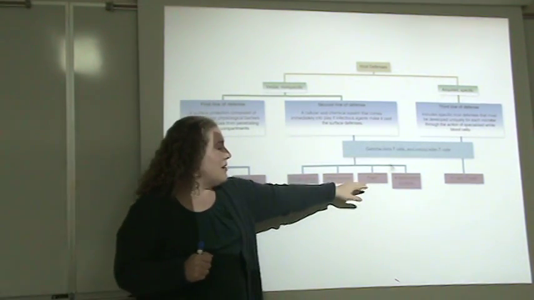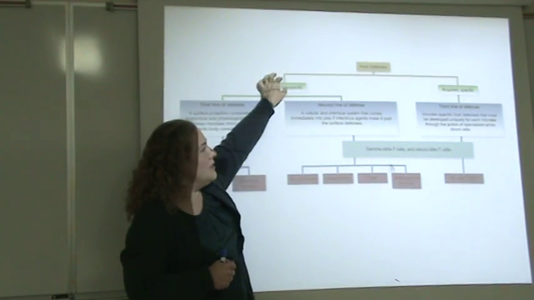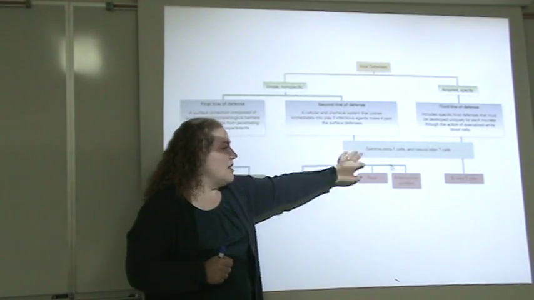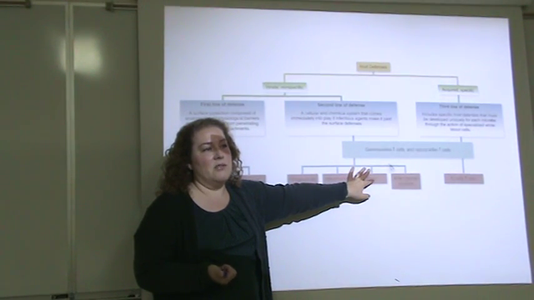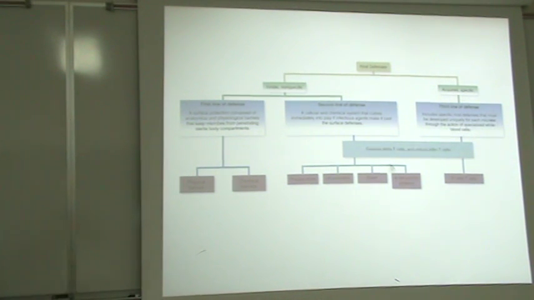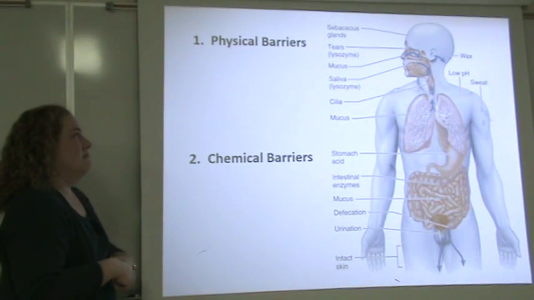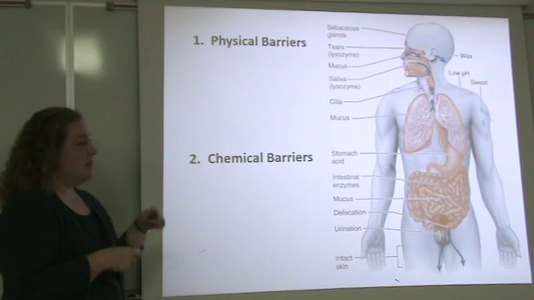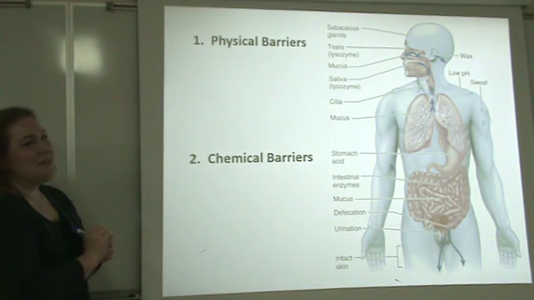Later, when you talk about fever, you're like, oh yeah, fever, that's part of the second line, that's part of innate defenses. And that would be something that you have right away. You don't have to learn how to make a fever. That's a useful review chart. So the first line of defenses are just general barriers, whether they're physical or chemical. And I've put both of these onto one slide.